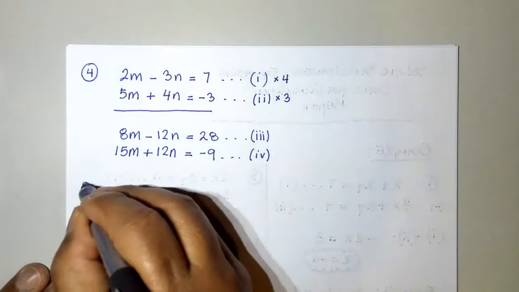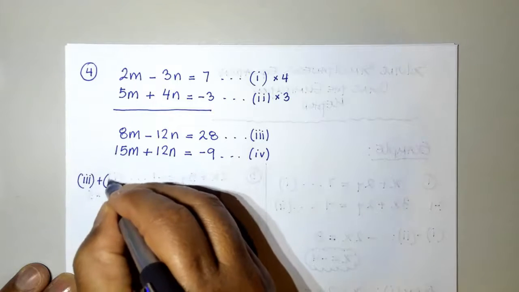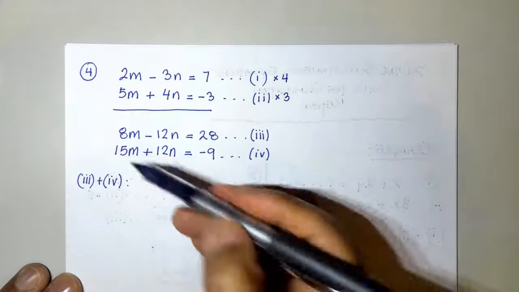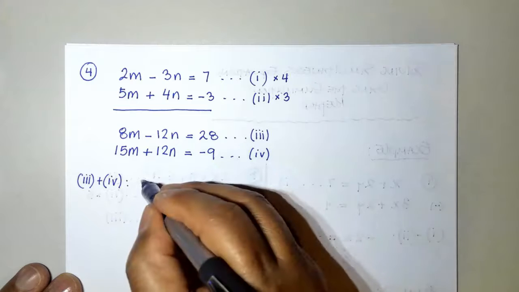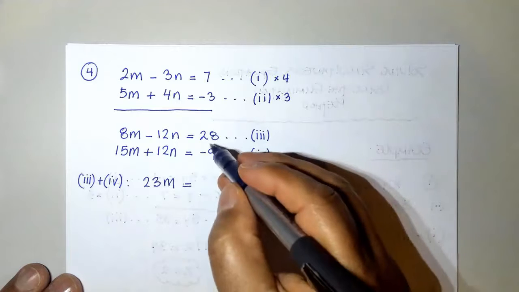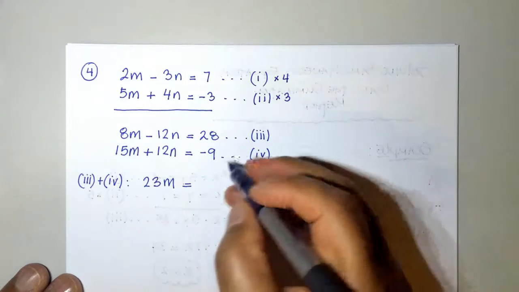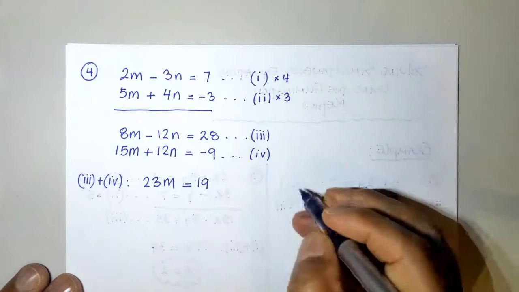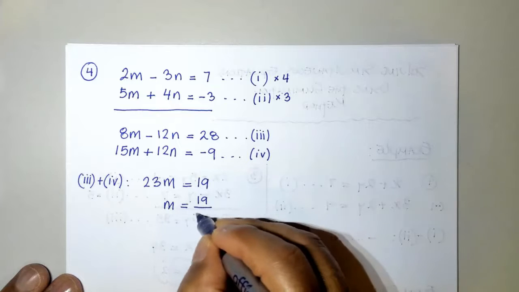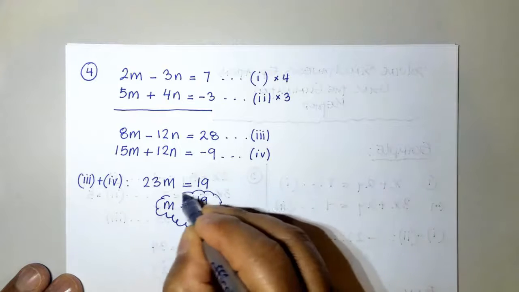All right, so we're going to say equation 3 plus equation 4. That means 8 plus 15 is 23m. We know that these two cancel each other, and in here we're going to have 28 minus 9, so it's going to be 19, positive 19. So therefore m is equal to 19 divided by 23, and we cannot simplify that. So that is the answer.